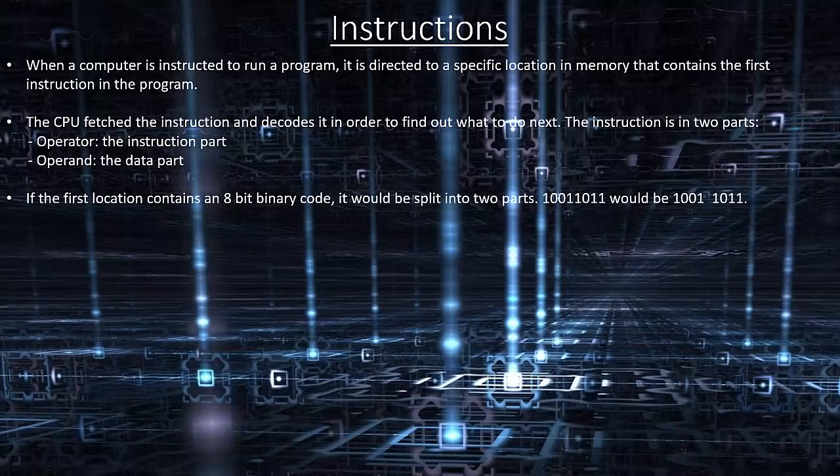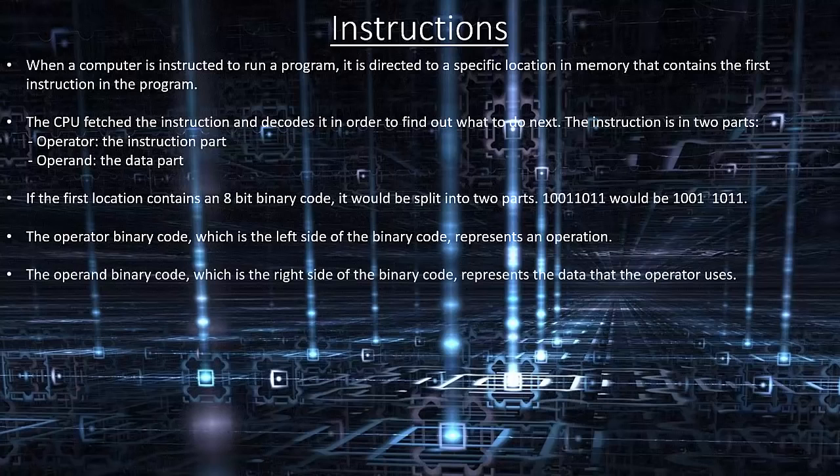In the first location, it contains an 8-bit binary code. It will be split into 2 parts. 10011011 would be 1001 and 1011. The operator binary code, which is the left side of the binary code, represents an operation. The operand binary code, which is the right side of the binary code, represents the data that the operator uses.